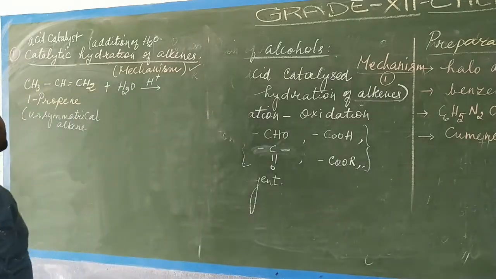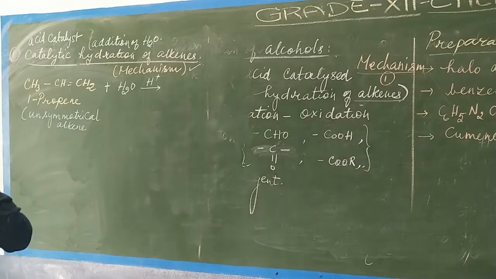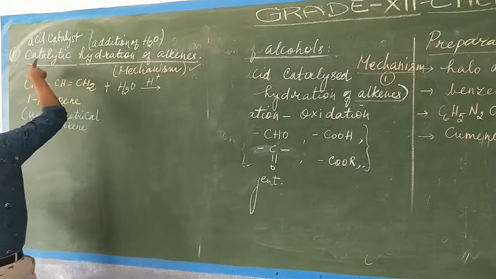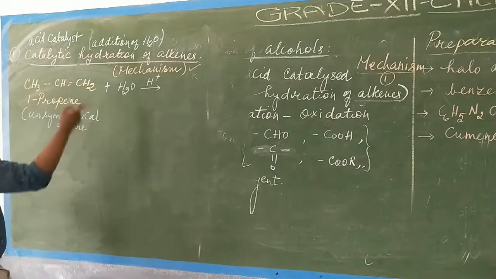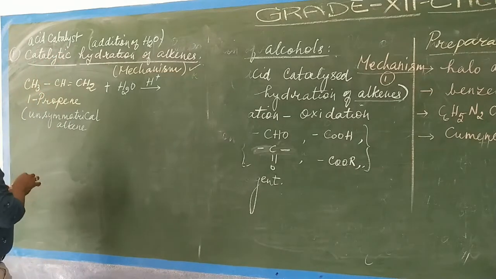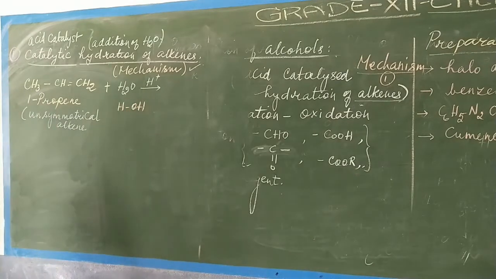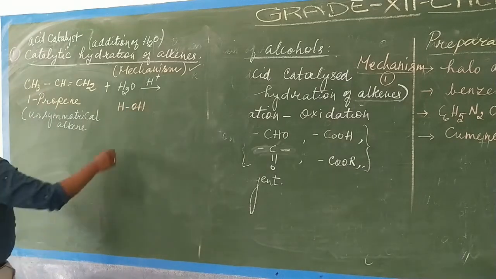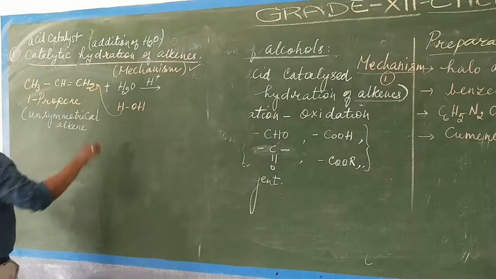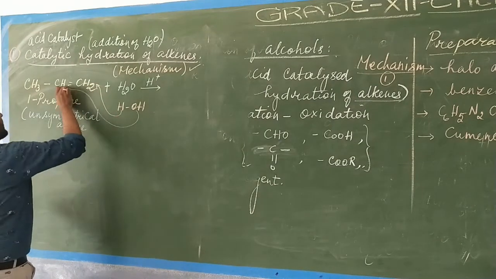So, now acid catalyzed hydration. Hydration means addition of water. Catalytic means acid catalyzed; acid will be the catalyst. Now, you split this water molecule, H bond OH, like this. Now, what happens actually? This H will be getting added here and this OH will be getting added here.